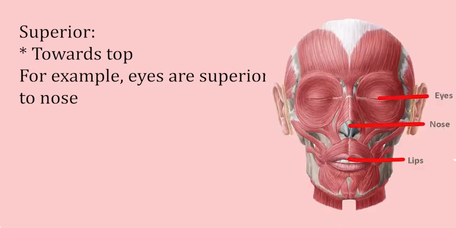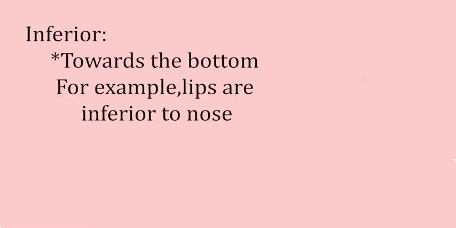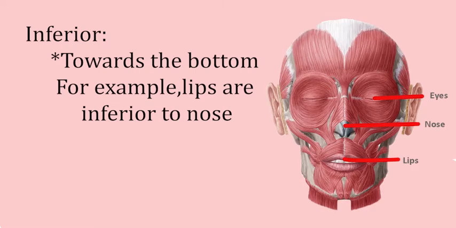Superior. It means towards the top. For example, the eyes are superior to the nose. In contrast, we have inferior. It means towards the bottom. For example, the lips are inferior to the nose.